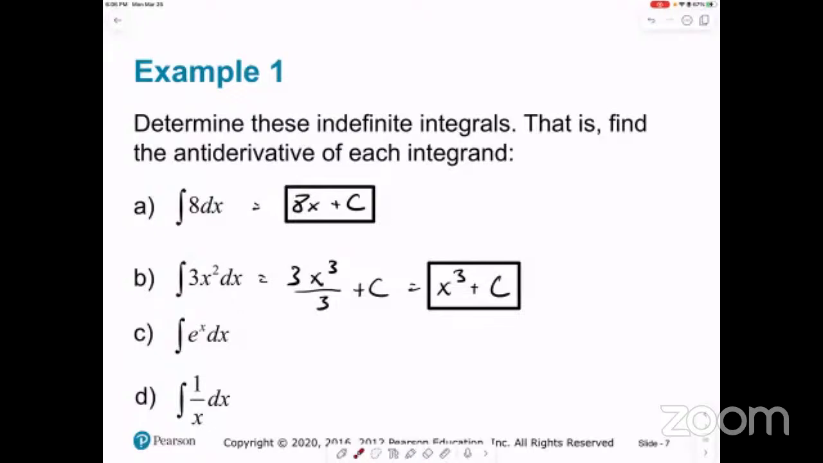e is its own derivative, right? So we might try, its integral might be what? e to the x, and I think we're good, plus some constant of integration.